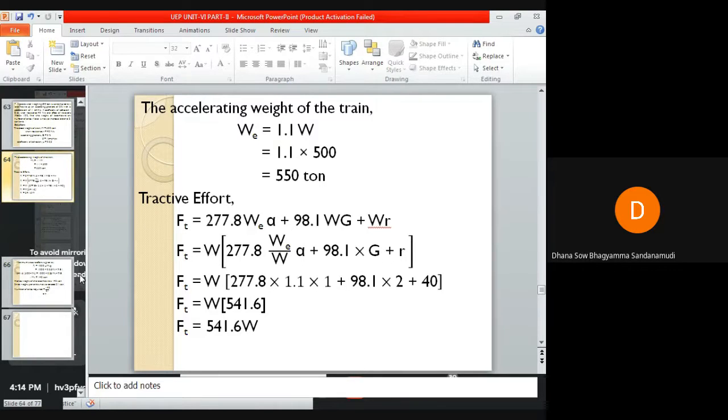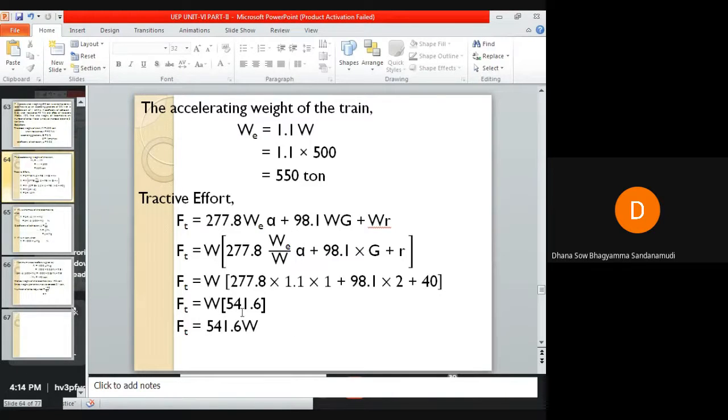So, if you do so, We by W is what? We by W is 1.1. Alpha is given as 1, and W you have taken common. So your modified formula is this: We by W is 1.1, alpha is 1, 98.1, G is 2, and R is 40.